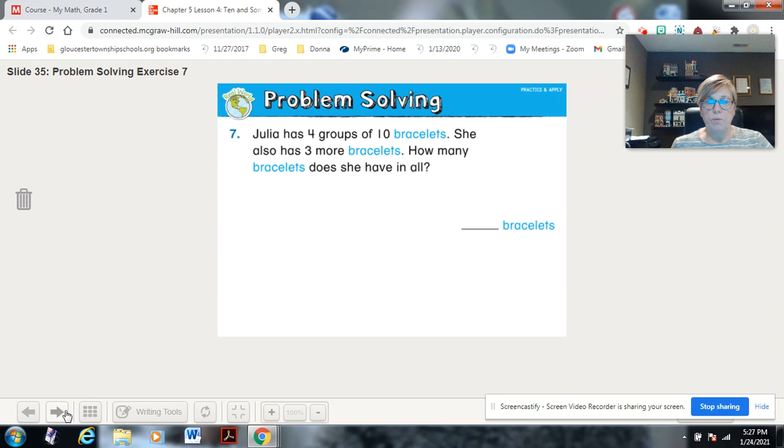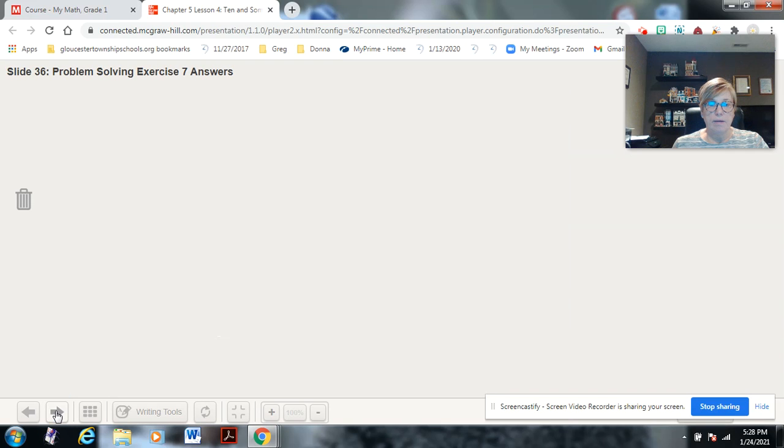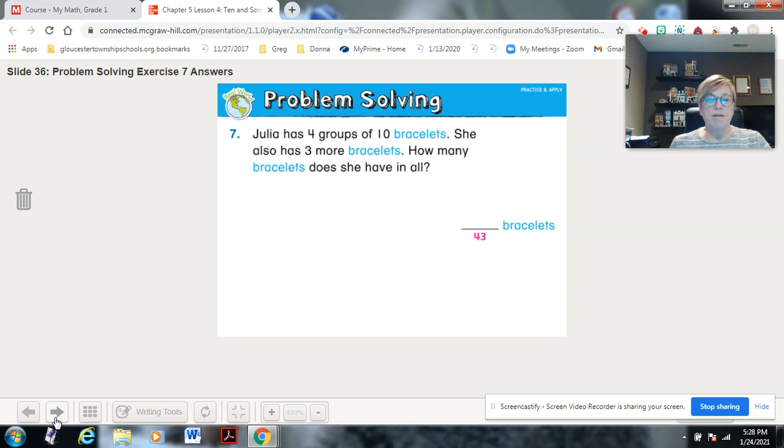Okay, problem solving. Julia has 4 groups of 10 bracelets. She also has 3 more bracelets. How many bracelets does she have in all? Okay, now 4 groups of 10 is how many? And 3 more. Let's see. 43. Very good.